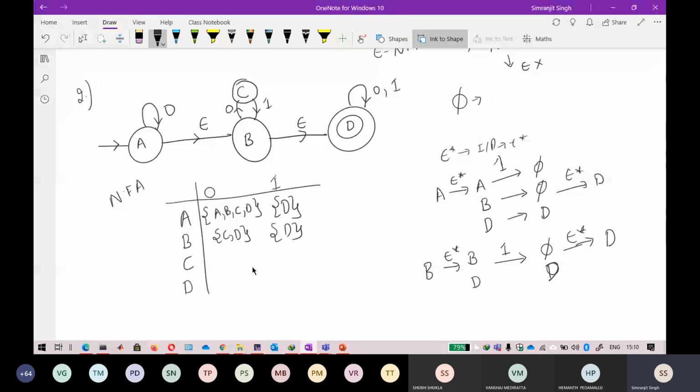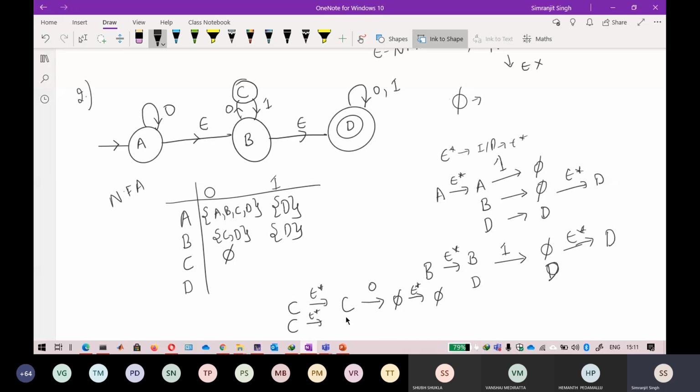After that, check for C. So again for C, check the epsilon closure. I think it's C and nothing more. After that, on getting input of 0, it is going nowhere. So epsilon closure of this phi is nothing. So this just remains as a dead configuration. Okay, so it can be possible, so don't worry about that part also. Okay, in the same way, epsilon closure of this is C.